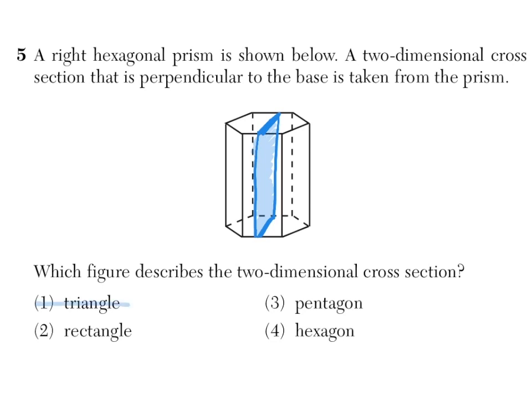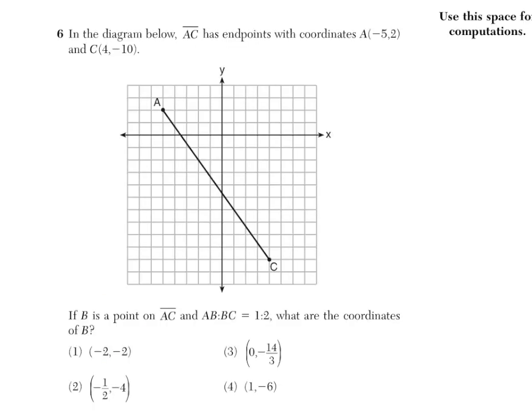Clearly, this is not a triangle. This is not a pentagon nor a hexagon. In fact, I remember that a cross section perpendicular to the base of any prism will always result in a rectangle.